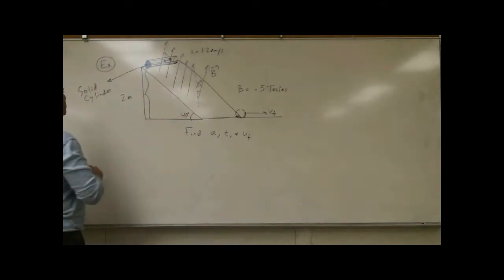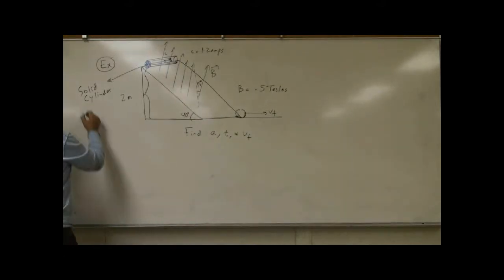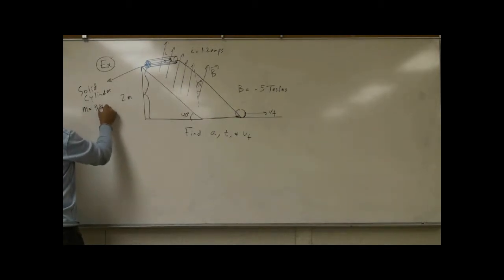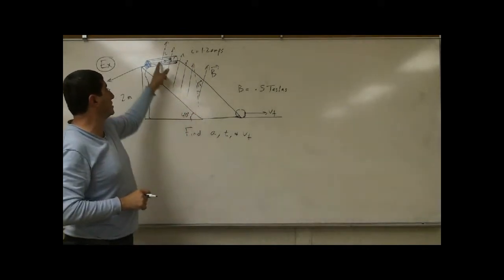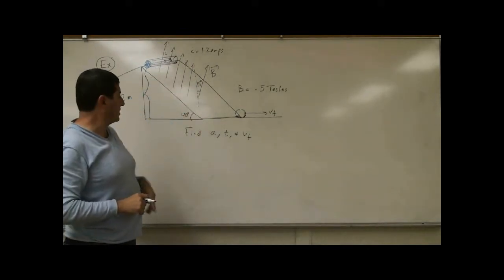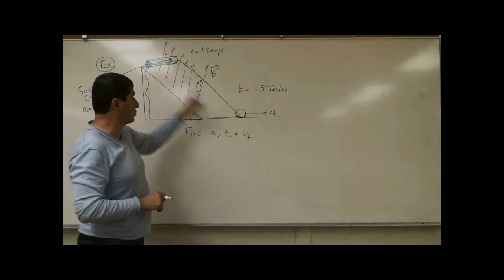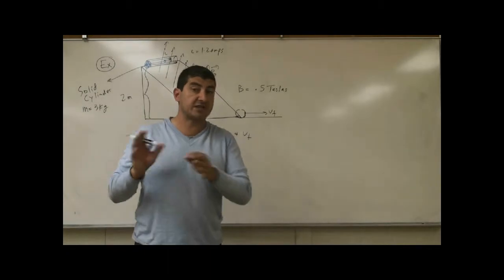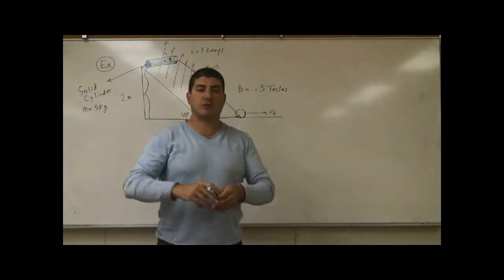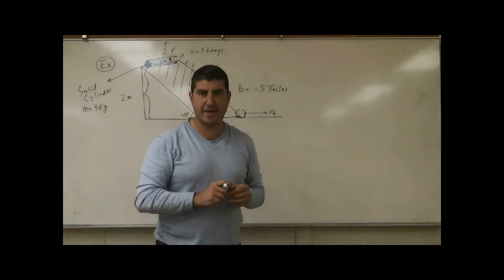And it is a solid cylinder. And we can give the mass of the cylinder. Let's say the mass is 3 kilograms. So we'll make it heavy. We want to know what is the acceleration of the cylinder going down the incline. What is the time that it's going to take to get down. And what is the final velocity. So this is a great example of a physics 1 and a physics 3 problem. Mechanics and electricity and magnetism.